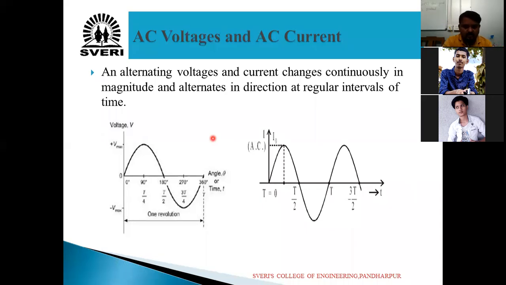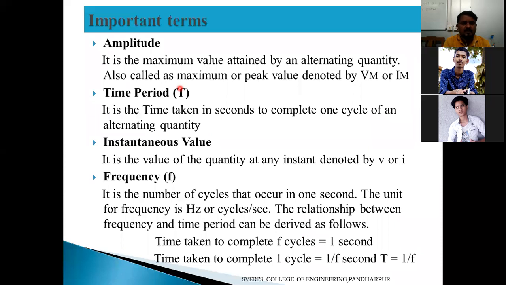This waveform. The amplitude is the maximum value attained by an alternating quantity, also called maximum or peak value, denoted by Vm or Im. If it is voltage, we can call that Vm, which is nothing but Vmax, the maximum voltage, or Im is the maximum current, Imax. We call that amplitude.